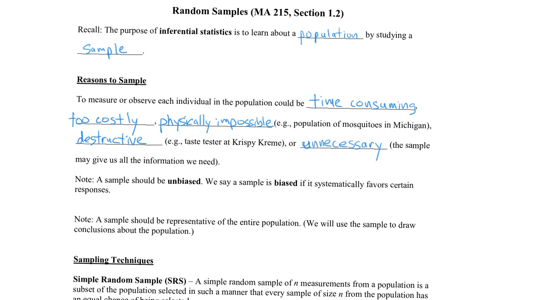Something very important about sampling is the sample should be unbiased. We say a sample is biased if it systematically favors certain responses. We'll see that it's not all that easy to make this happen. I first found this out in second grade. We had a class election about who was going to be president of the United States. And I'm sure you guys remember this, the 1976 election between Jerry Ford and Jimmy Carter. We took a vote in second grade. It wasn't even close. Jerry Ford won the election.